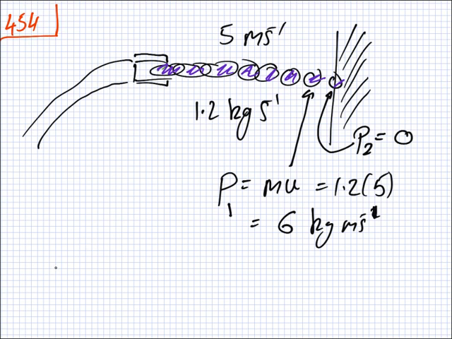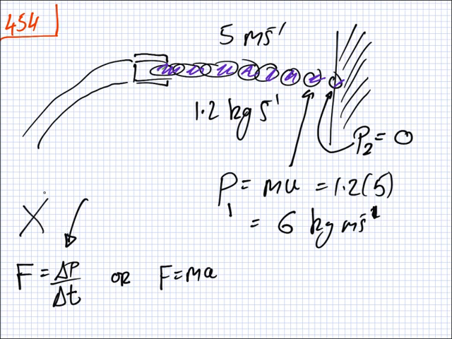Right, so what formula could we use here? F is equal to mv minus mu over delta T. Yeah, you have two formulas: F equals delta P over delta T, or F equals MA. But both of these kind of have a problem. What's the problem with using this formula? Time. Exactly. So can we use it? Not really, because we don't know the time. Do we know the time?